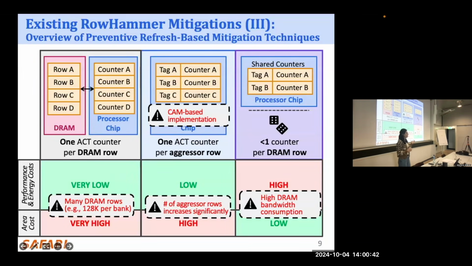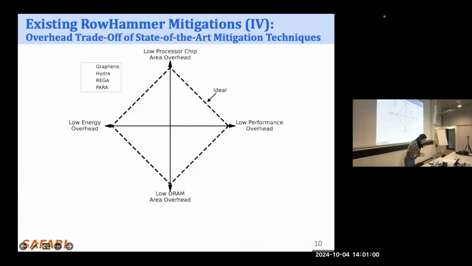So these mitigations use the DRAM bandwidth to do the preventive refreshes, and they do unnecessary preventive refreshes because they are not tracking the activation counts perfectly. And basically, they are doing preventive refreshes when they can do regular memory operations. Ideally, we would like to achieve low energy, low processor chip and DRAM area, and low performance overheads.